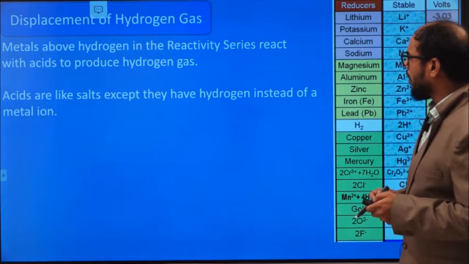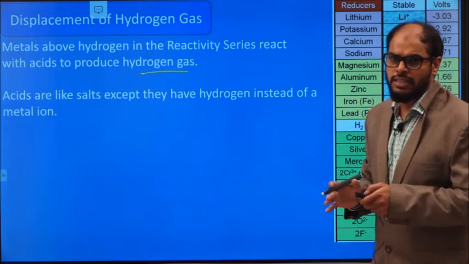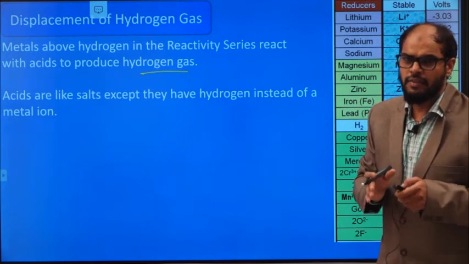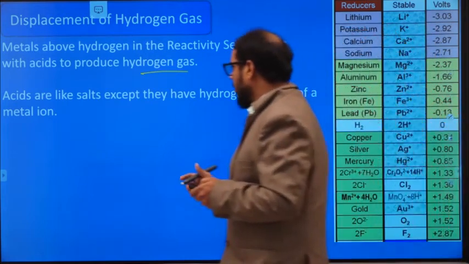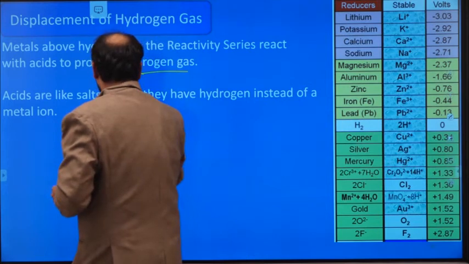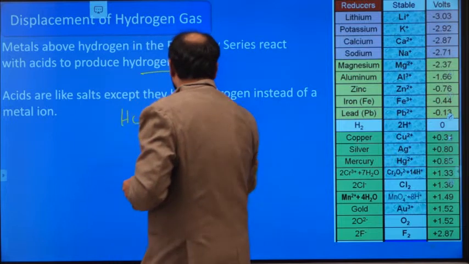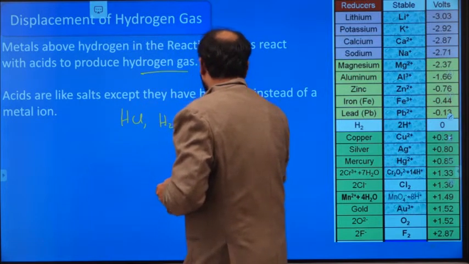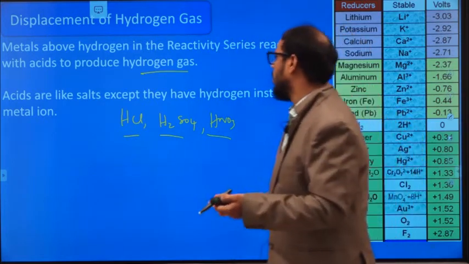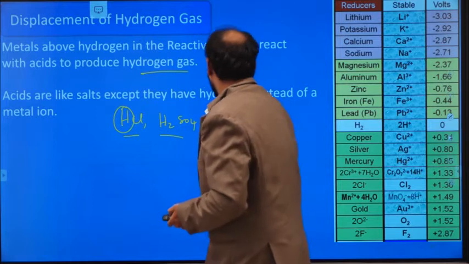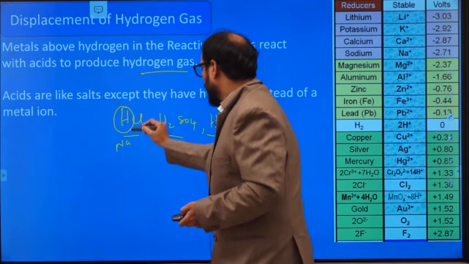We can also work out the displacement of hydrogen gas. The only difference between metals and non-metals is that metals can displace hydrogen gas, whereas non-metals cannot displace hydrogen gas from mineral acids. What are these mineral acids? HCl, H2SO4, HNO3. All these are mineral acids, and these mineral acids are just like salts, except that they have hydrogen instead of a metal ion.